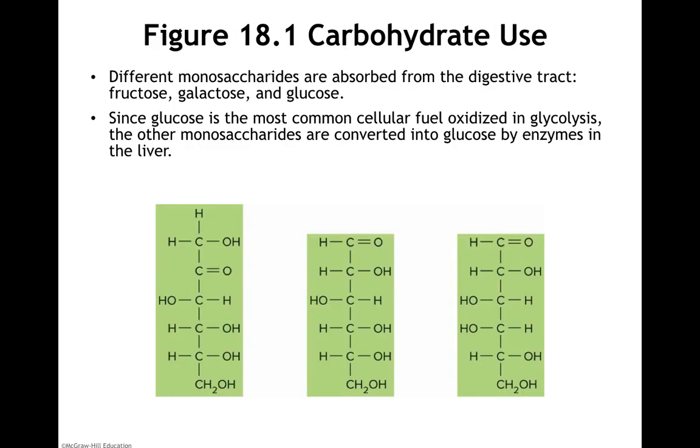So different monosaccharides are absorbed from the digestive tract. The major ones would be fructose, galactose, and glucose. Those are all actually isomers of each other. Glucose is the most common cellular fuel, oxidized in glycolysis, and the other ones are converted into glucose by enzymes in the liver.